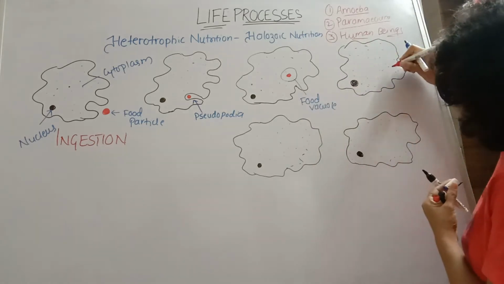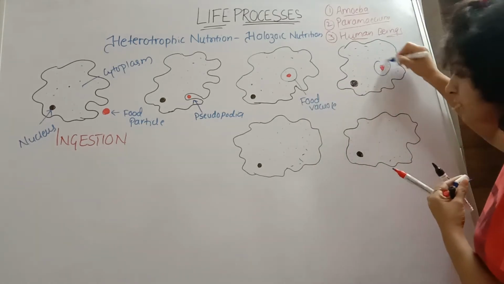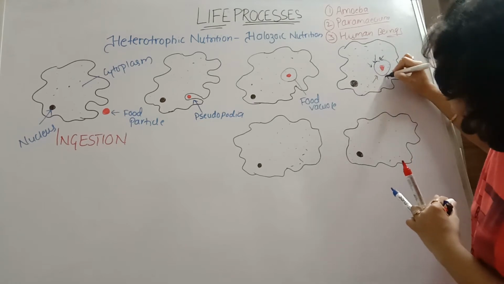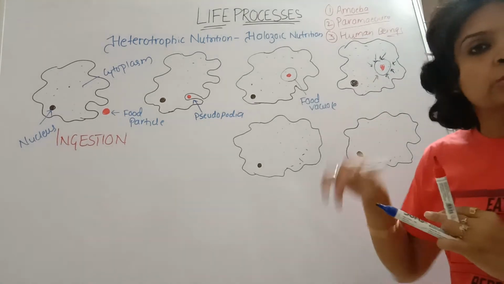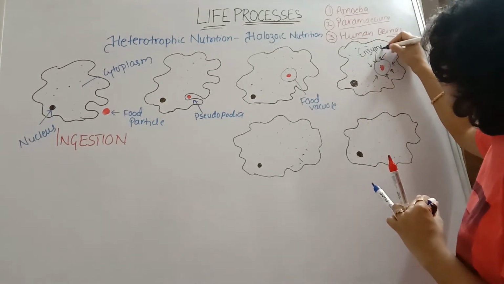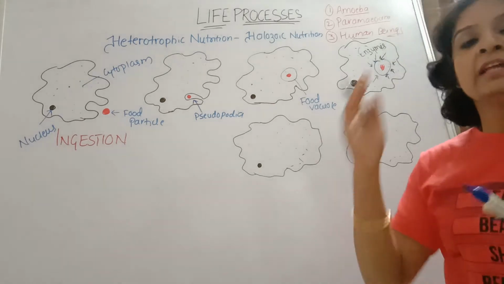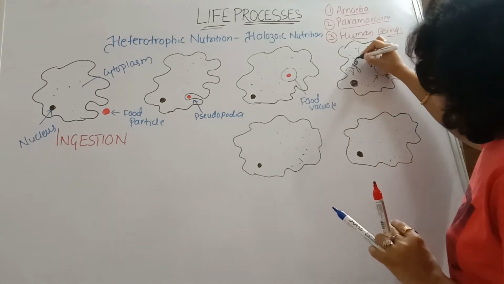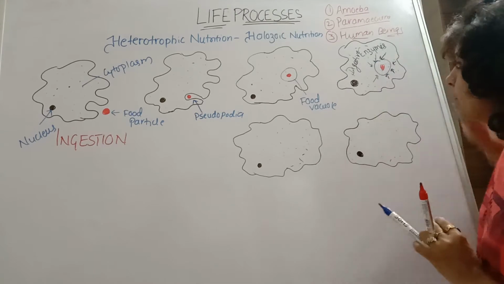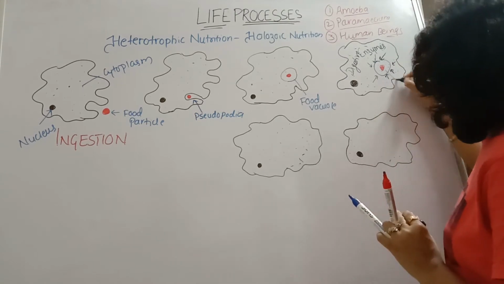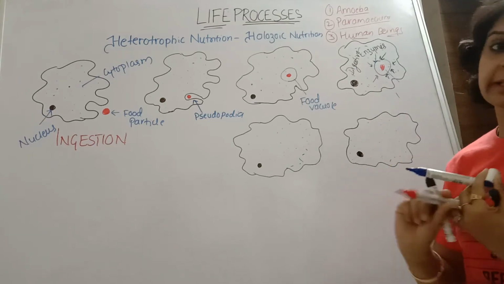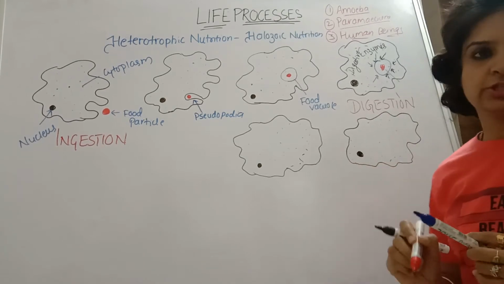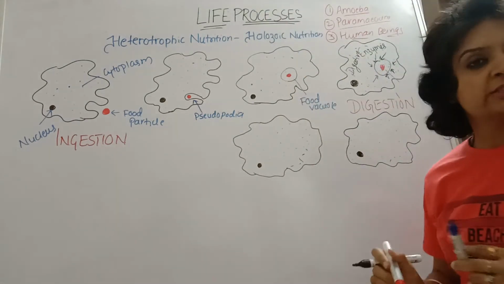Now what happens? As the food has got inside, this is the vacuole, and the enzymes from the cytoplasm will start entering inside. All of you know that the function of enzymes is to break the complex food into simpler ones. So here the digestive enzymes are helping in breaking up this complex food. This is the second step that is occurring, and that is digestion. Ingestion, digestion.